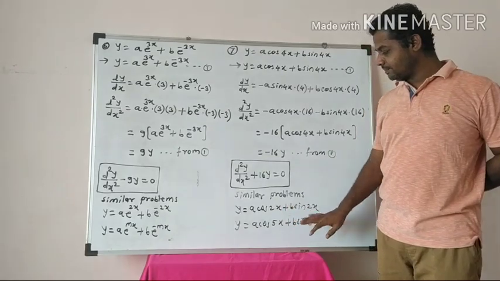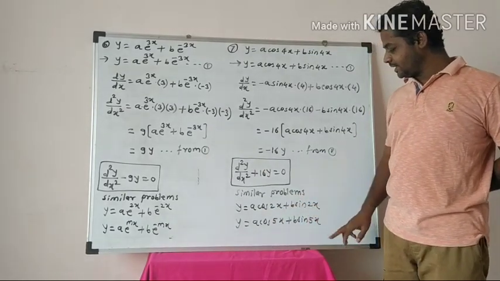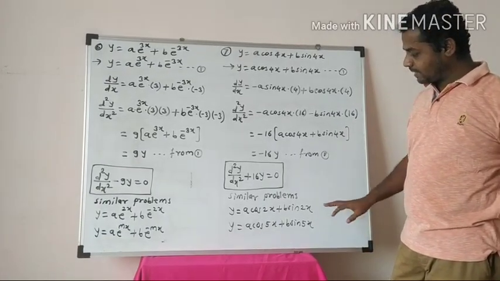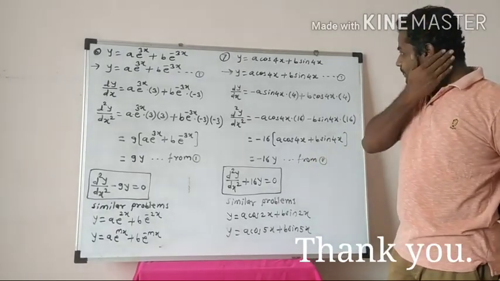These are a few similar problems. y equal to a cos 2x plus b sin 2x, y equal to a cos 5x plus b sin 5x. So such kind of parallel examples we can solve by using this method.